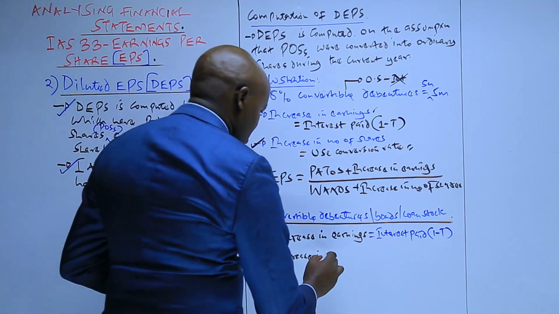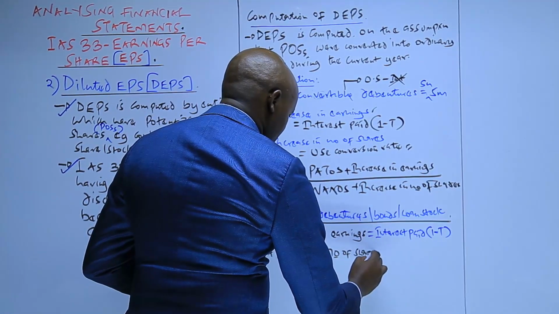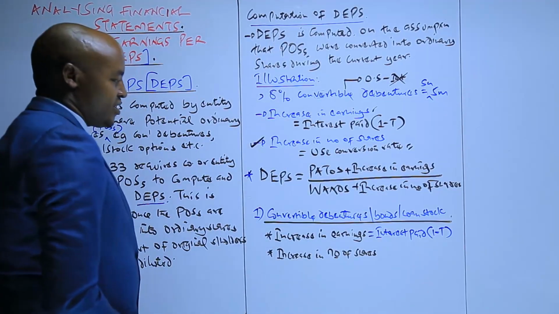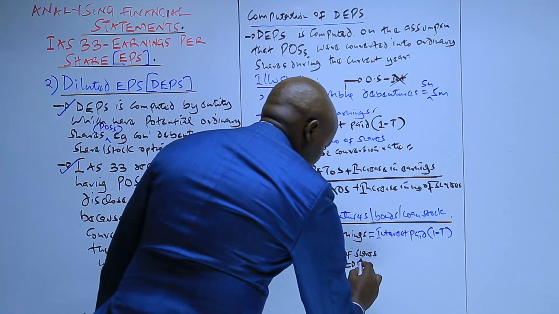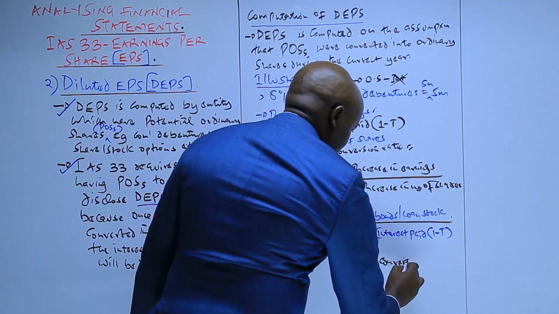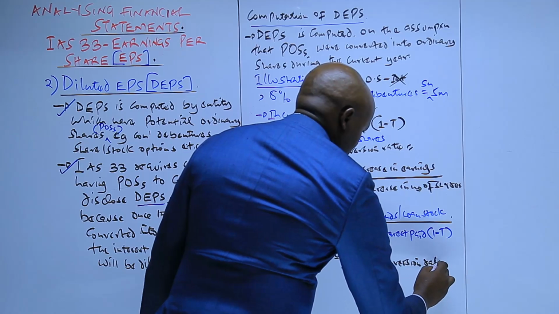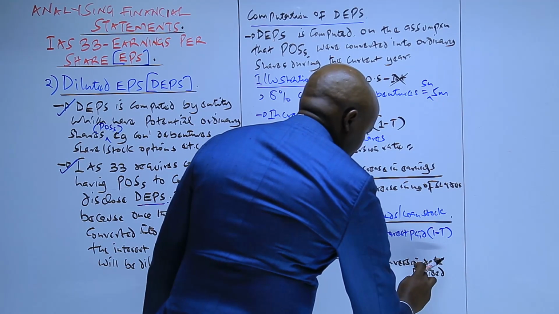in number of shares. Increase in number of shares. And to compute the increase in number of shares here, I've said just use the conversion rate provided. Use the conversion rate which is provided.